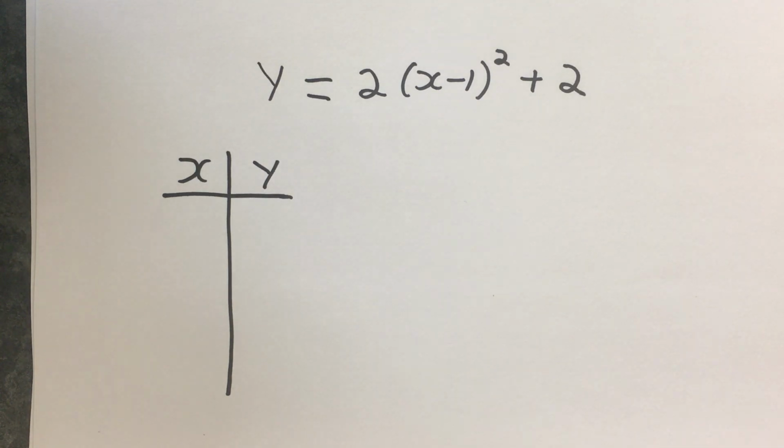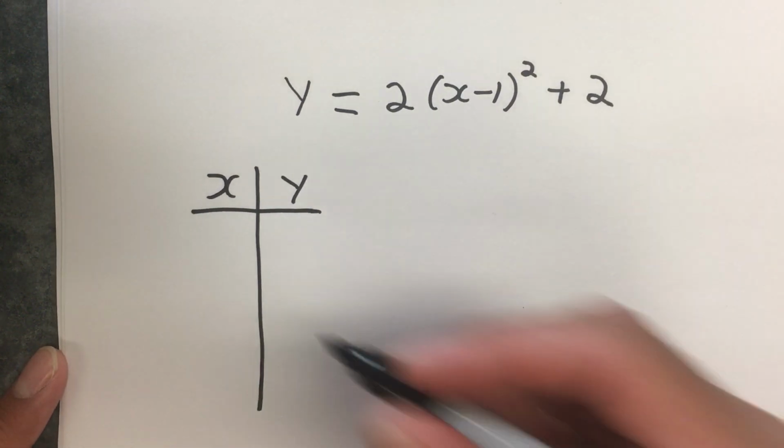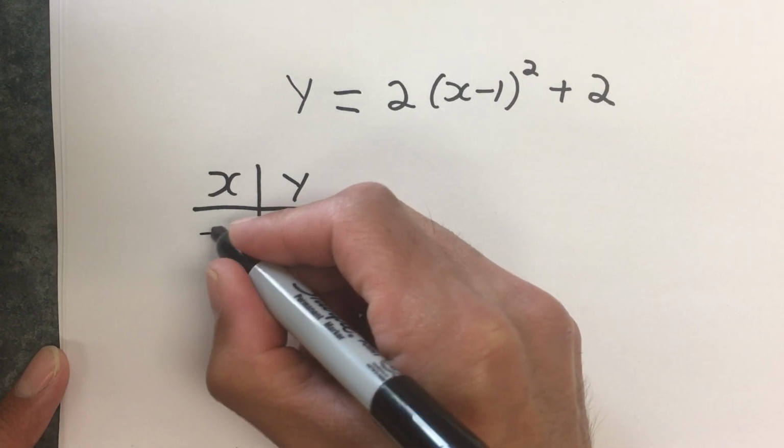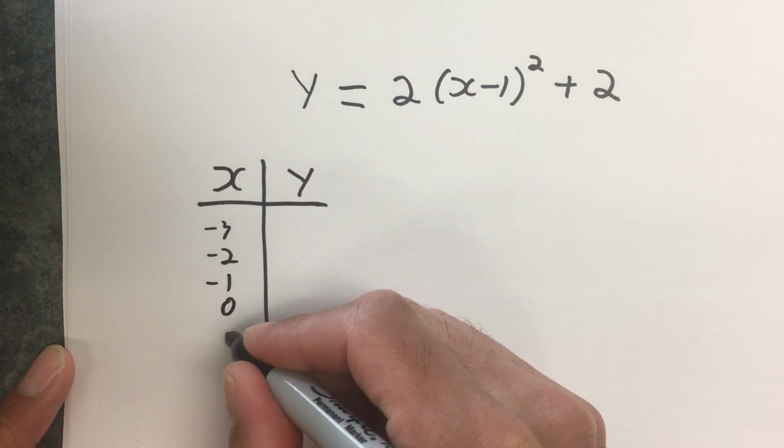I'm going to show you how to graph y equals 2(x minus 1) squared plus 2 by using a table of values. I'll show you quickly how to do this, and how to shortcut it and do it without a table of values after. So to start off with, I'm going to put in the usual x values that give me a good picture of what's going on. Now, these numbers are not always appropriate, but they are in this particular case.